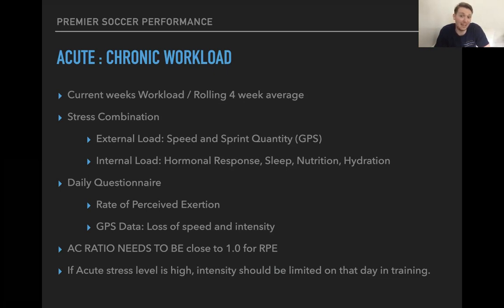Now, if you're below 0.8, you're probably underdosed. You need to get a little bit more stress. If you're above 1.1, your athletes are close to getting injured. They need to be shut down for a little bit. And by a little bit, maybe a day or so. Nothing crazy. Give them an extra off day. That's all it takes.